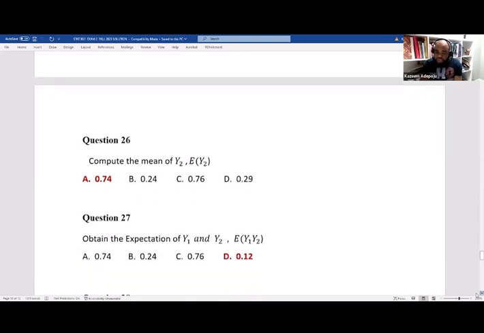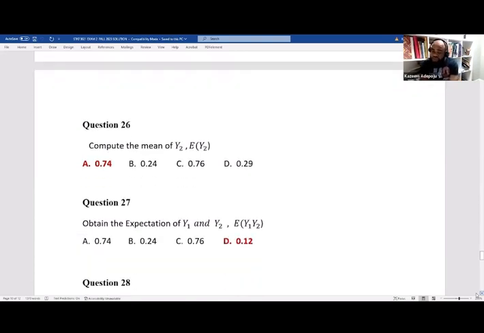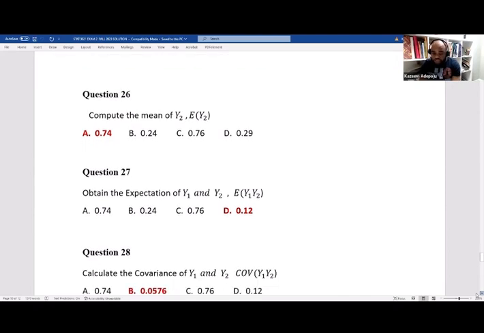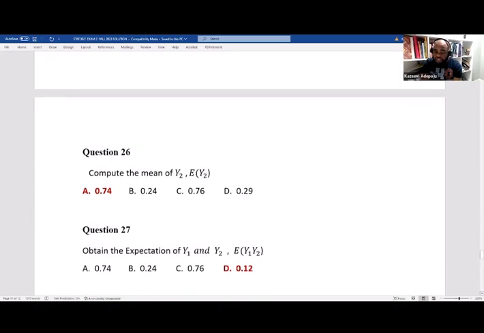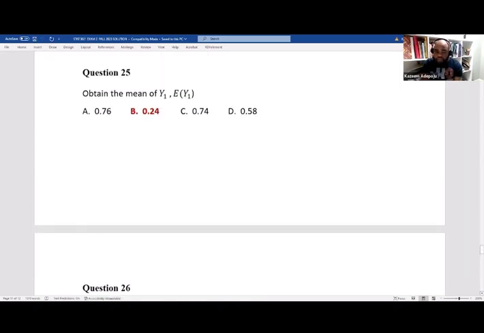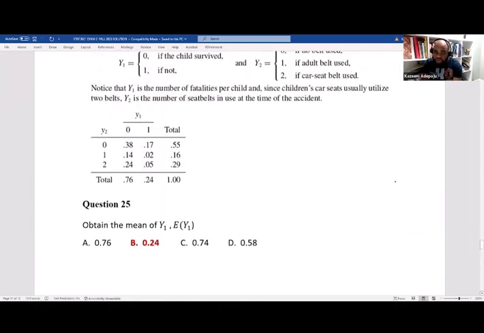There's going to be a question on the expectation of the product, and there's going to be a question on the covariance. Let's talk about the expectation of the product. How am I going to get it? I need you to take a look at this now.